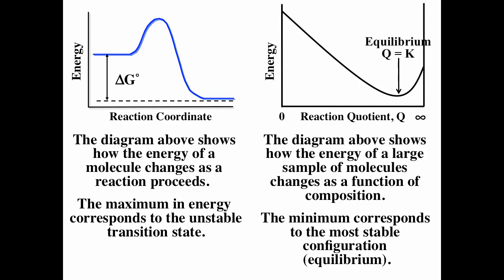We have this plot, and again it shows you the energy versus reaction coordinate. On the right we have a plot that we use for equilibrium, where we have the energy and the reaction quotient. I don't want you to get these two plots confused. On the left, the reaction coordinate is kind of like the step of how one or two molecules interact for the reaction to occur. That's what we mean by reaction coordinate. So we're not talking about a lot of molecules. We're just talking about the molecules involved in a single reaction.